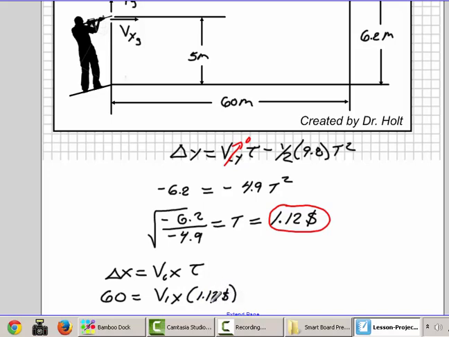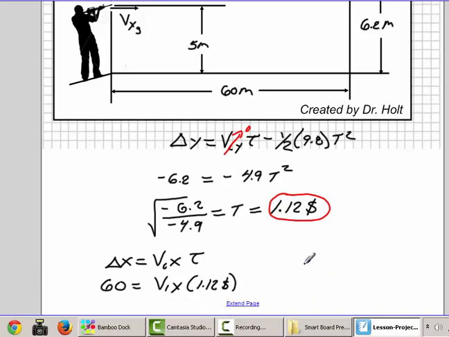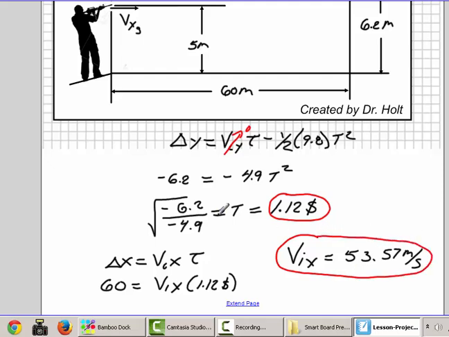We set our time as 1.12 seconds. When we do that, we can get vi in the x direction a value of 53.57 meters per second. Okay, again, that's going to be the horizontal component of our initial velocity.